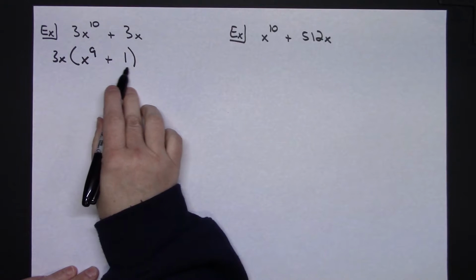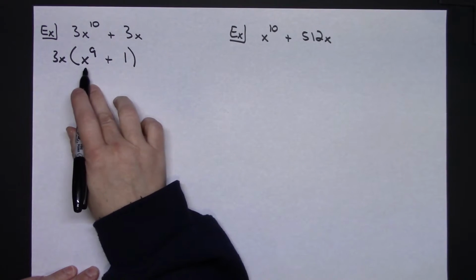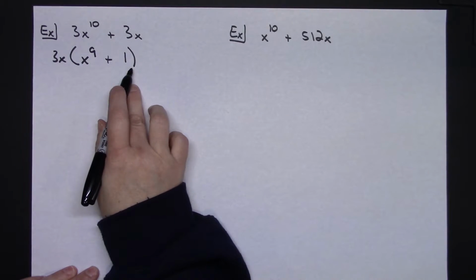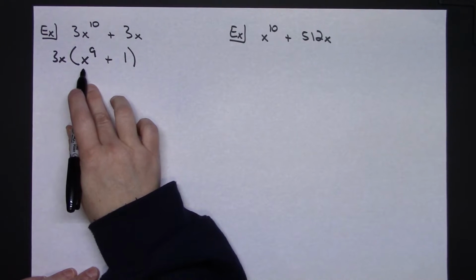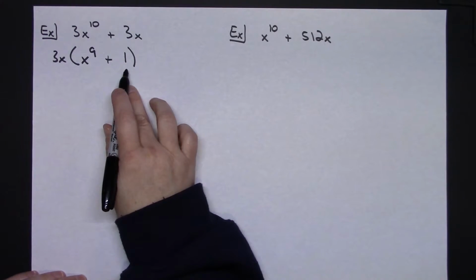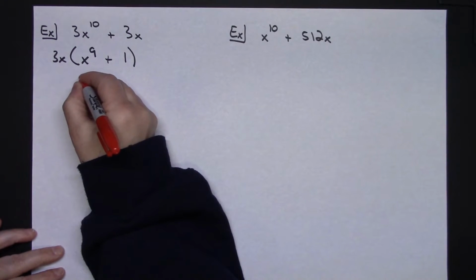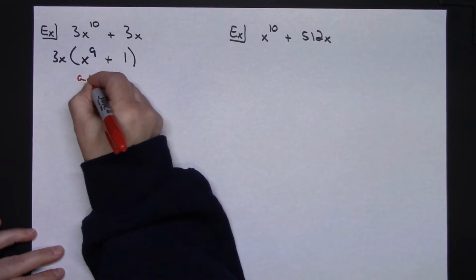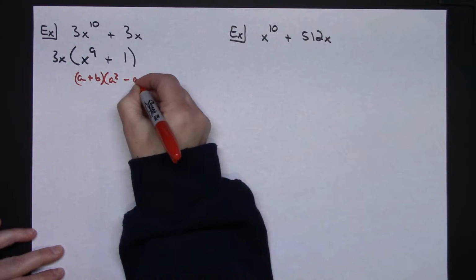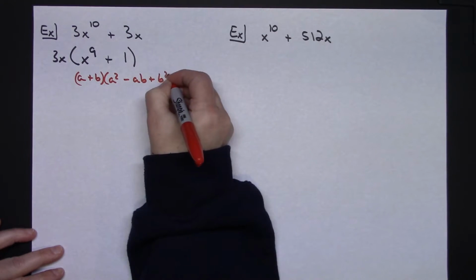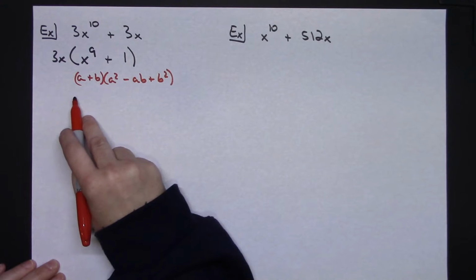Now looking at this on the inside, after you take out that greatest common factor, you always want to look inside there and see what you've got. You've got an x to the 9th plus 1. This is the sum of two cubes, because x to the 9th is a perfect cube and 1 is a perfect cube. Now let's see if we remember the formula for that. Sum of two cubes can be factored into an a plus b, and then a squared minus ab plus b squared, with your a and b being whatever the cube root is on each of those.